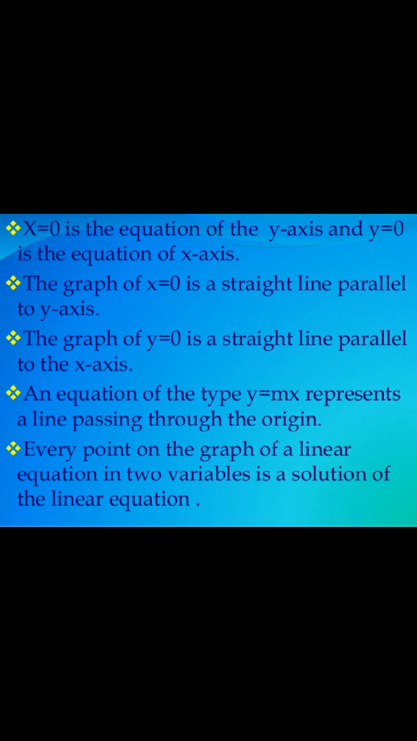Every point on the graph of a linear equation in two variables is a solution of the linear equation. Each and every point we get from this equation is a part of this linear equation. Each and every point on the graph of a linear equation in two variables is a solution or root of the linear equation.